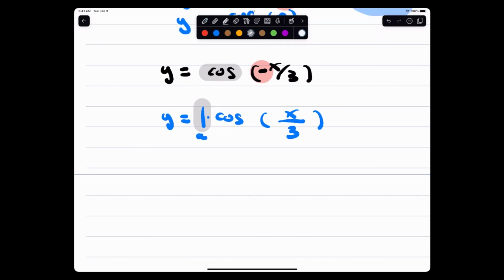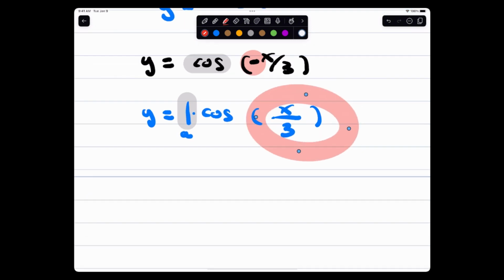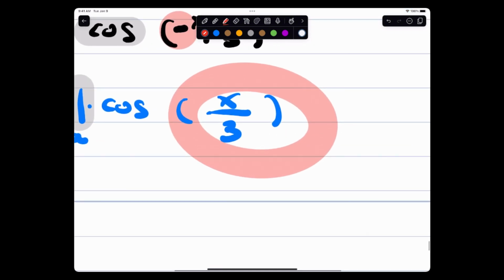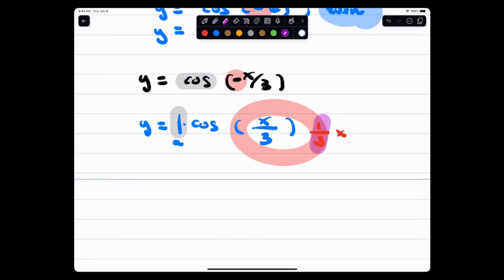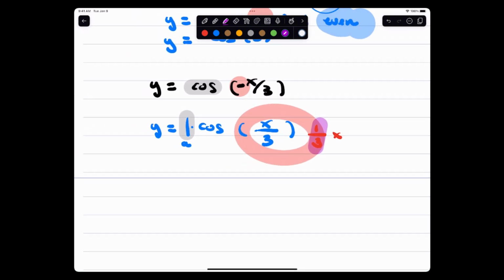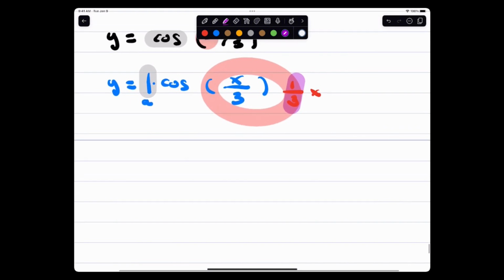So let's take a look here. We're going to have to look at some details. You see how it says x over 3? What does that even mean? Doesn't that mean this is 1/3 times x? Is that what it means? So what is k? K is 1/3. Is that true? All right.